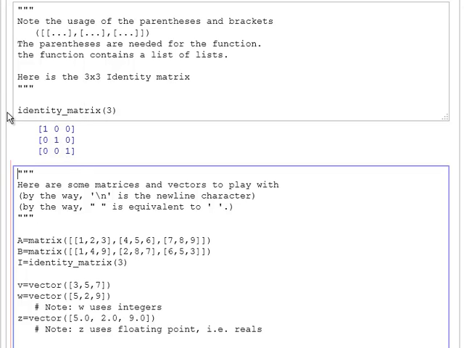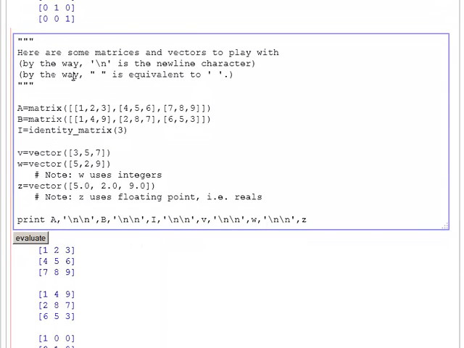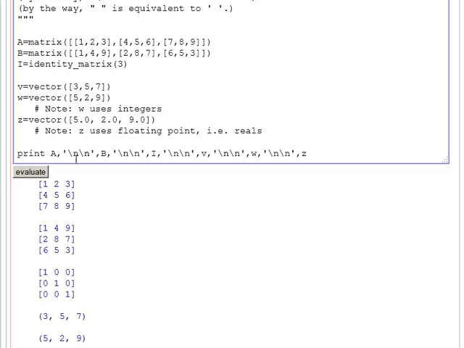If you said identity matrix 2, it would give a 2 by 2 identity matrix, and so forth. Okay. Now, here we're just constructing some matrices and vectors because we're going to use these in what follows. So I'm printing A, B, I. There's A, there's B, and the identity matrix I. And notice that these match the data as they were input up here.